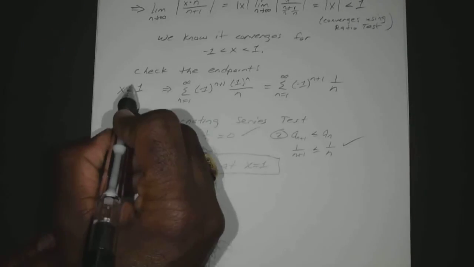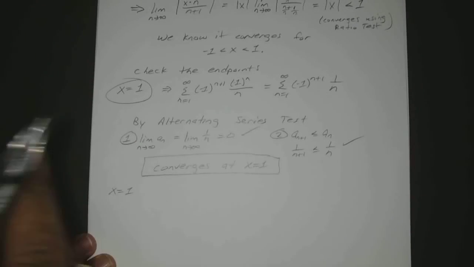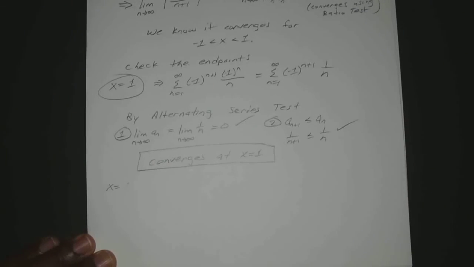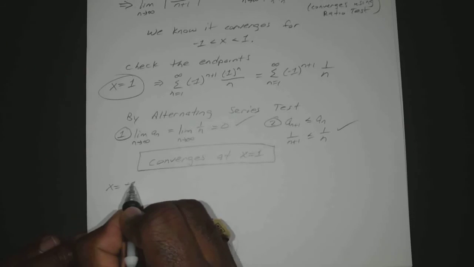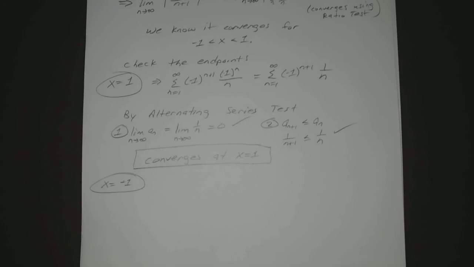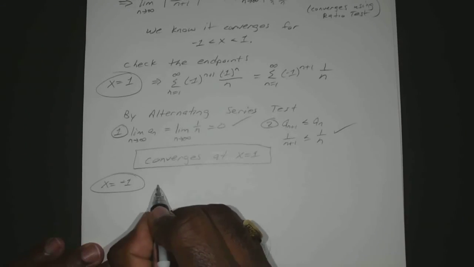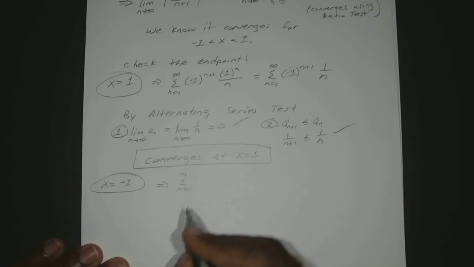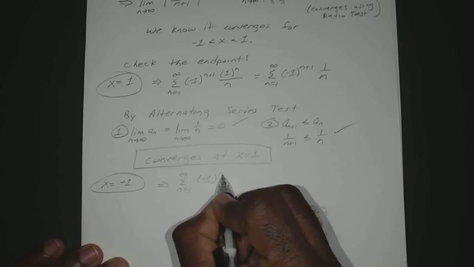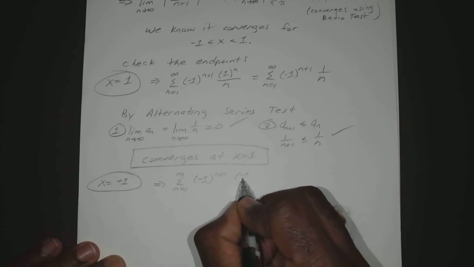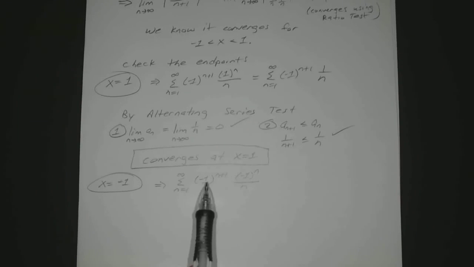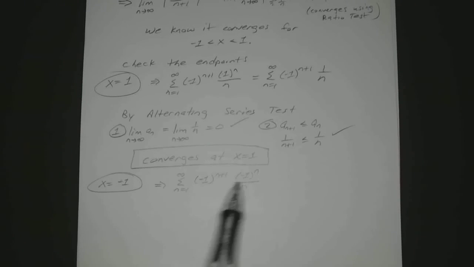X equals negative 1. Let me circle that one. Uh-oh, did I put 1 again? Do it again. I know, about to do the whole thing over again. There we go. Now for x equals negative 1, we have the sum from n equals 1 to infinity of negative 1 to the n plus 1 times negative 1 to the nth power over n. Okay. Now with this one, we have a negative 1 here, negative 1 here. We can just combine those two.